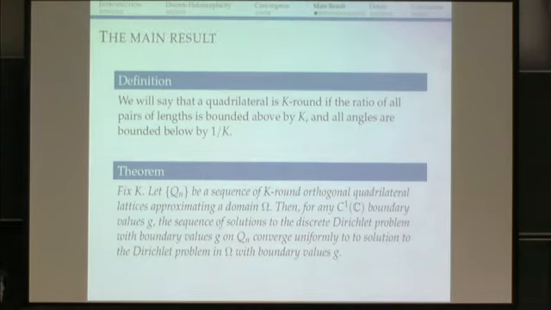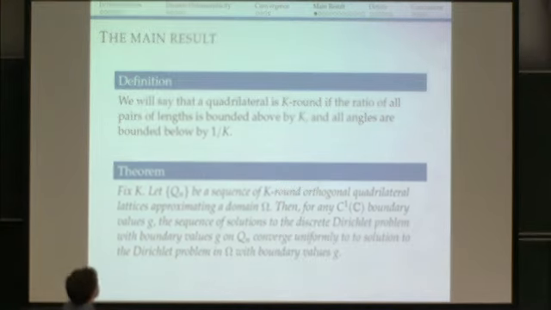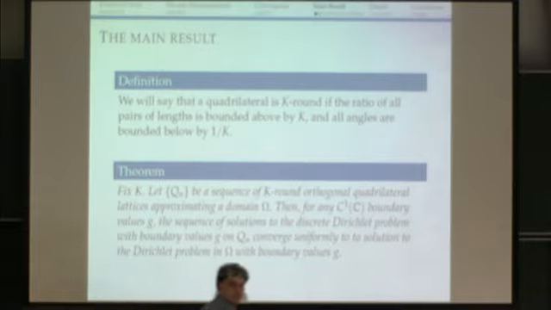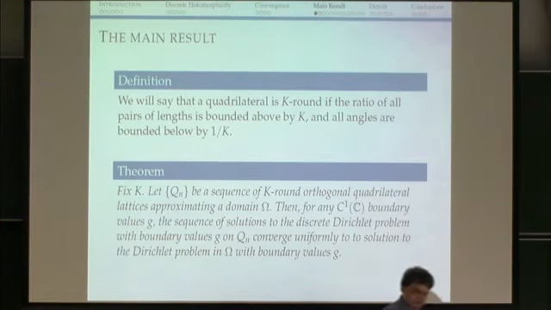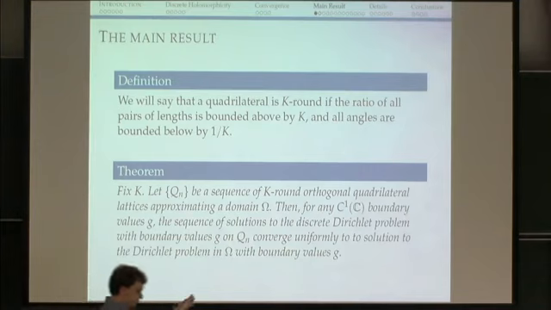So let me now state what my main result is. First I need to say what I mean by this local geometric control. If you give me a quadrilateral, I'm going to call it k-round if the ratio of all lengths of the edges and diagonals is bounded above by k, so you never have drastically different lengths, and all the angles are bounded below by 1 over k, so you don't have any very, very narrow quadrilaterals. So these are quadrilaterals that are generically not bad.